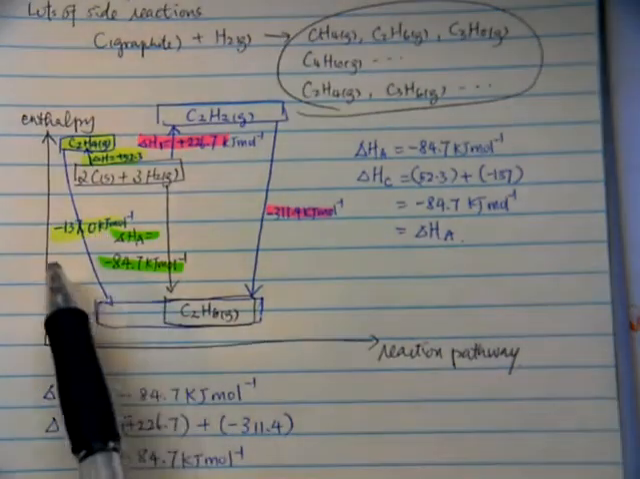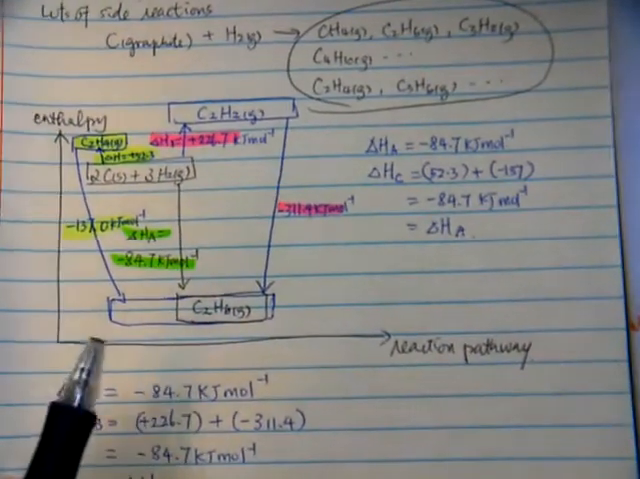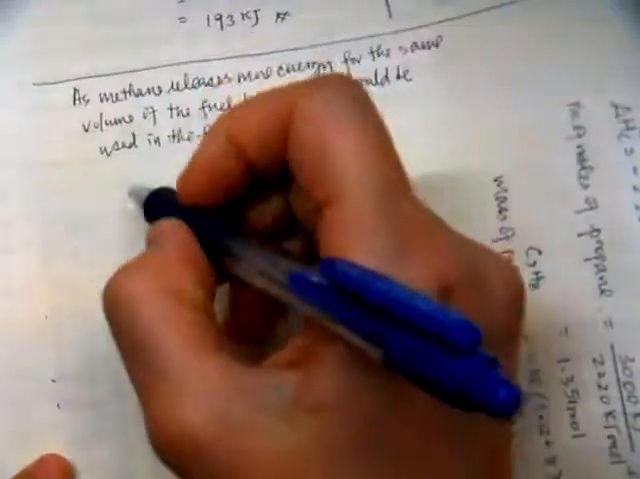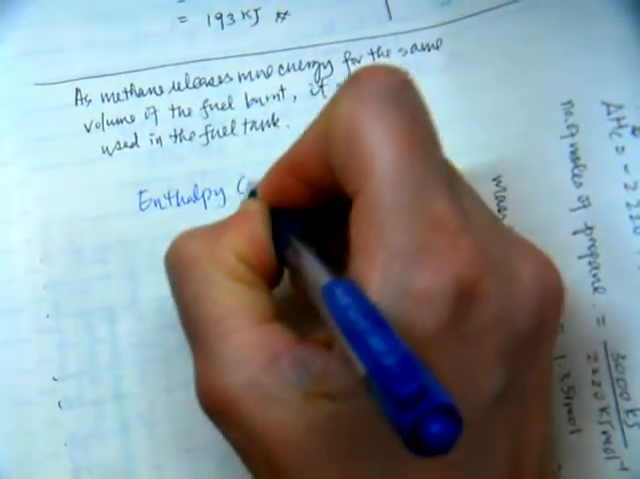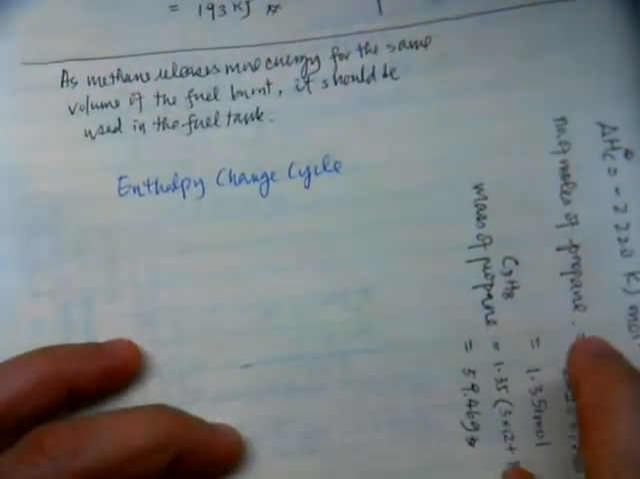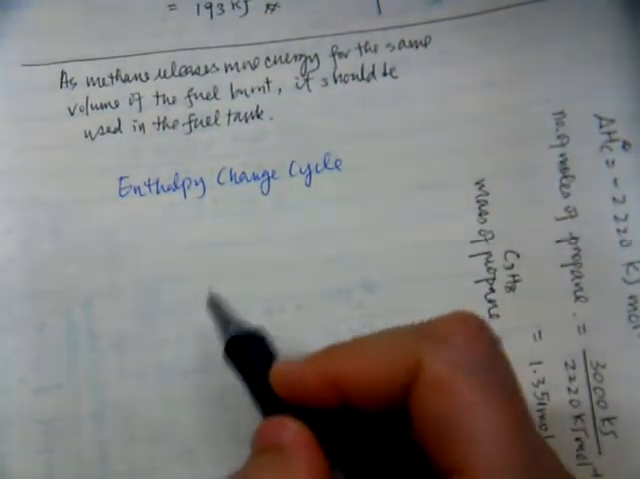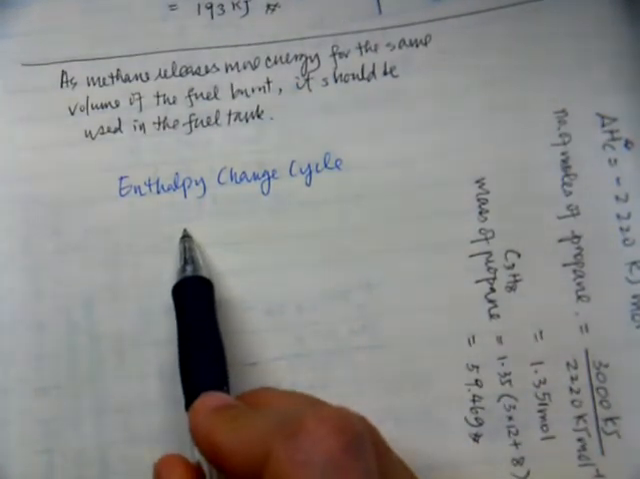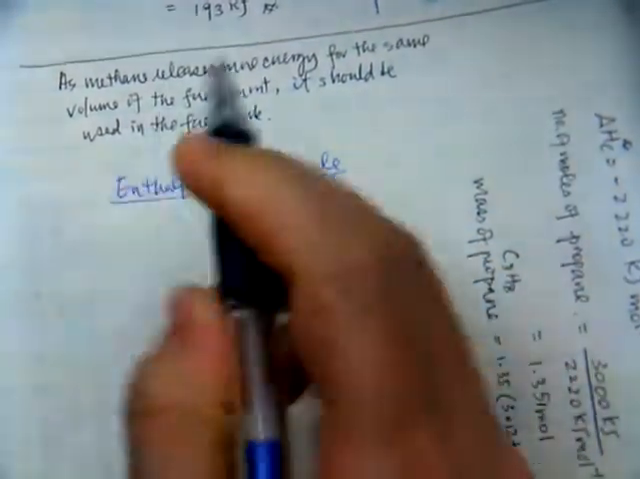Let's continue. Now I would like to relate these three routes in another diagram, which is called the enthalpy change cycle. Okay, in the cycle, we are not going to consider whether it is exothermic or endothermic, because for the enthalpy level diagram, for endothermic we will point the arrow upward, for exothermic we will point the arrow downwards, but in the cycle it is not necessary.